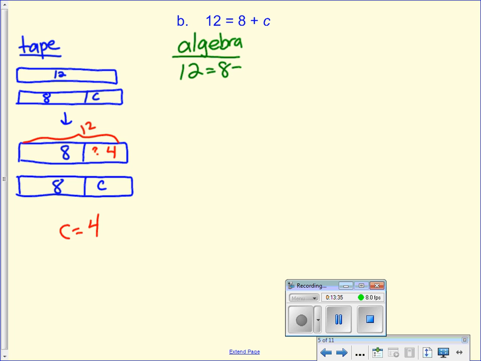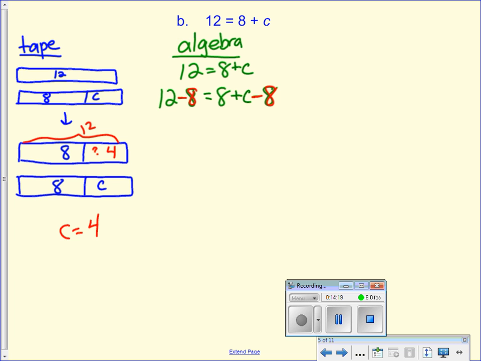Write the original equation. I don't want C plus 8. I just want the C. So how am I going to get rid of that 8? Right now, 8 is being added to it. So you subtract. Whatever I do to one side, I have to do to the other side. I have to subtract 8 from both sides because I have to use that inverse operation to find the identity of the variable.